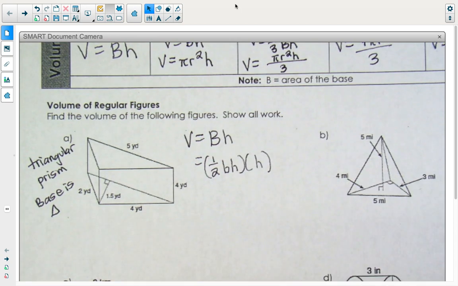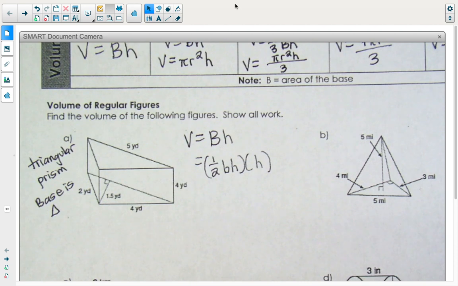So this is how I got my formula. So I know it's base times height. My base is a triangle. So the base is 1/2 base times height. That's the area for a triangle. And then I'm going to multiply it by the height. So we're going to take our numbers and we're going to substitute it in. Now you kind of got to imagine that this is laying on the side here.